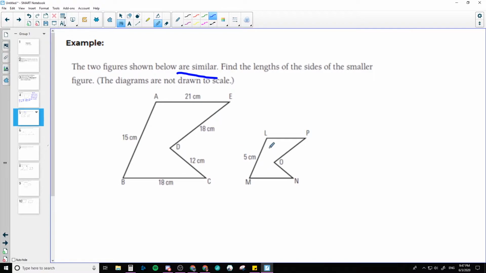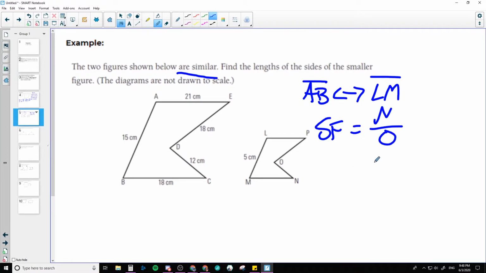So what I'm going to do is I'm going to say, okay, we've got side LM here. Which side is corresponding to side LM? And we know that that's side AB. So side AB corresponds with side LM. So now we need to use that to figure out what the scale factor is. Now remember from last video, scale factor is new over original. So it's going to equal 5 centimeters over 15, which simplifies to 1 over 3. So that tells us that this new figure is 1/3 of the size of this figure here.